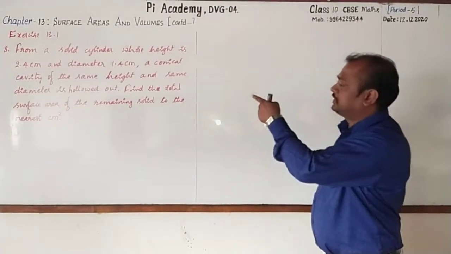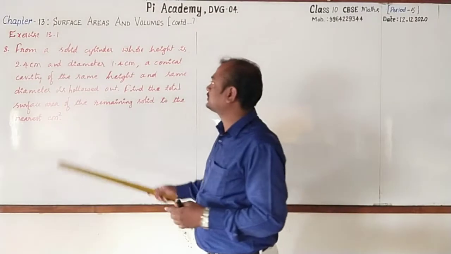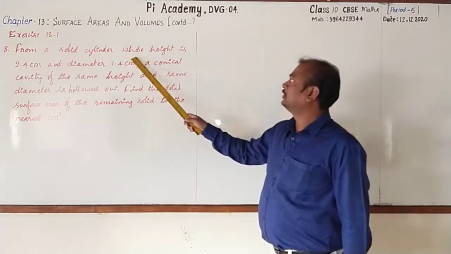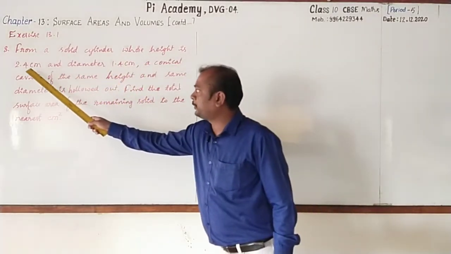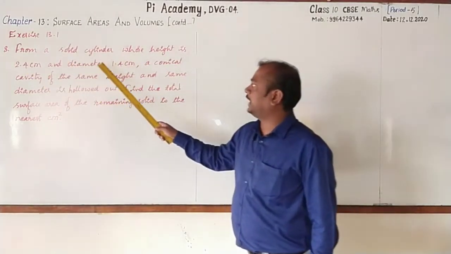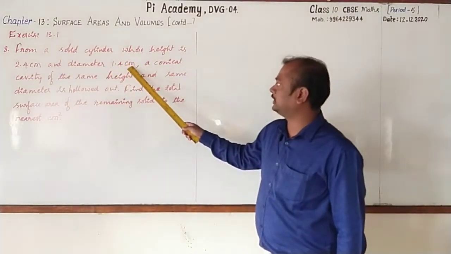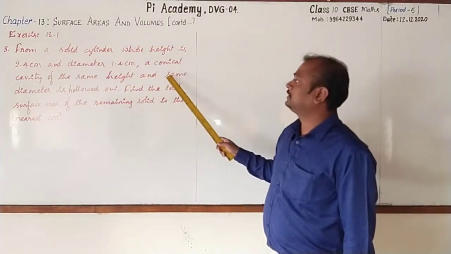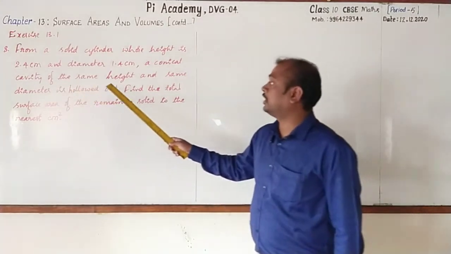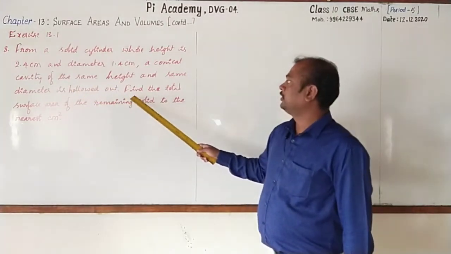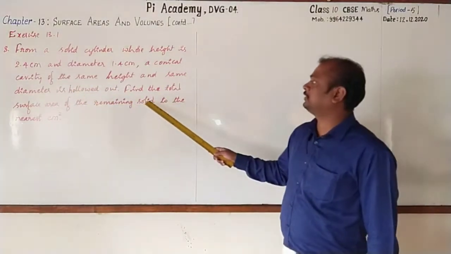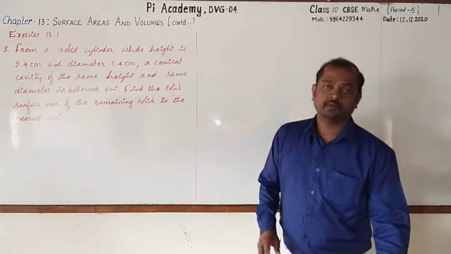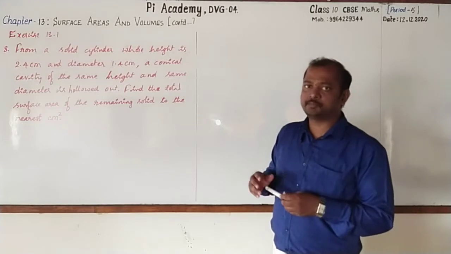Yes, students, let's move on to the 8th statement. Please go through this. From a solid cylinder whose height is 2.4 centimeter and diameter 1.4 centimeter, a conical cavity of the same height and same diameter is hollowed out. Find the total surface area of the remaining solid to the nearest centimeter. Hope that you all have understood the statement.